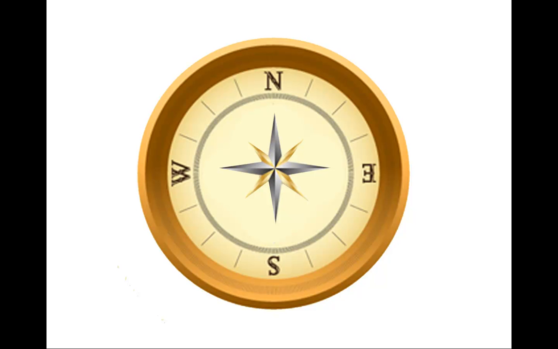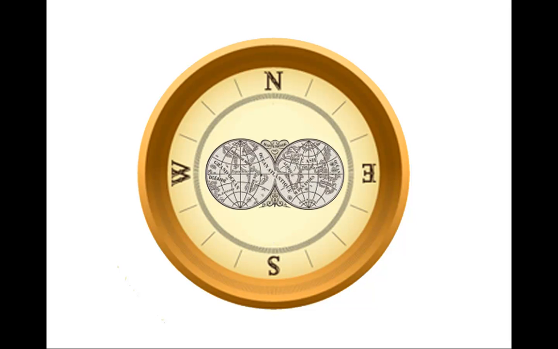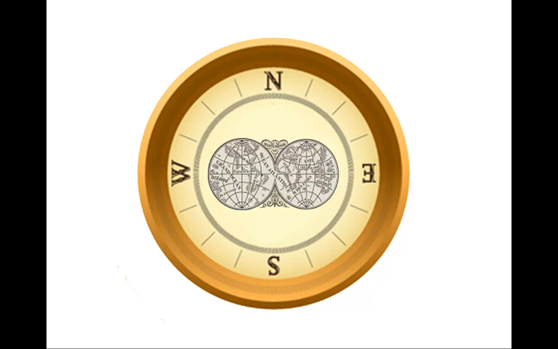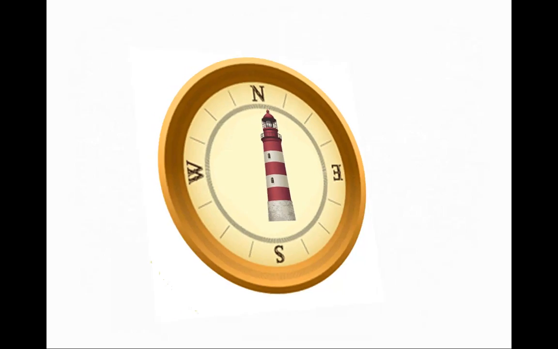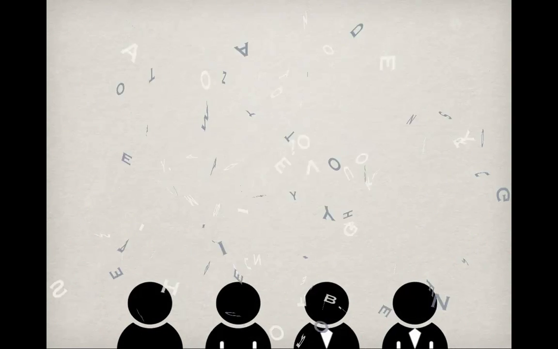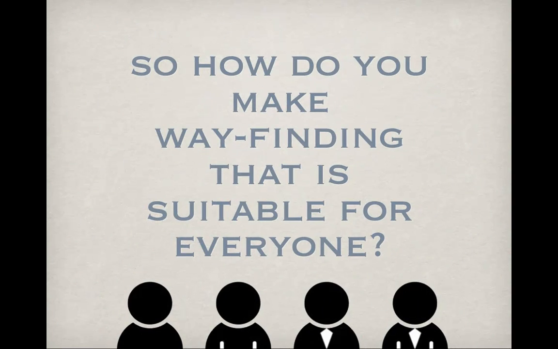Our understanding of space is based on objects within it and their meaning and relationship to us. We can explore navigational space by constructing a cognitive map. Some people rely heavily on maps, while others rely on orientation, such as landmarks. So how do we make wayfinding that is suitable for everyone?